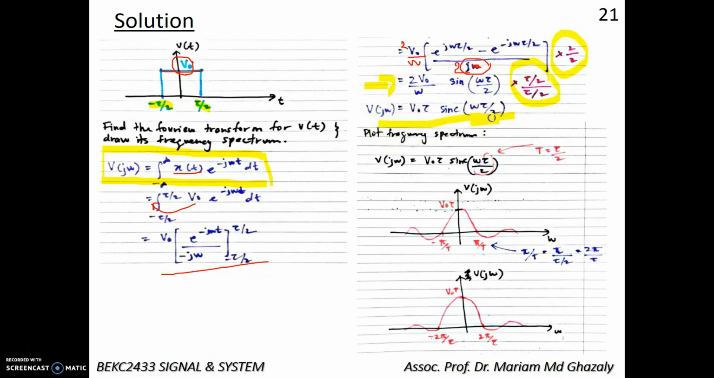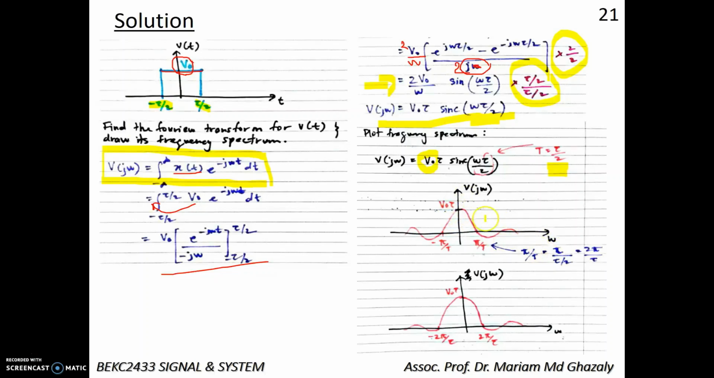From here, the question also asks you to draw the frequency spectrum. In order to draw the frequency spectrum, you need to determine the main values. You have v naught, which is the magnitude, and from here you know that you have omega t, where t is equal to tau over 2. Take these two values out, and you can start drawing the sine waveform.